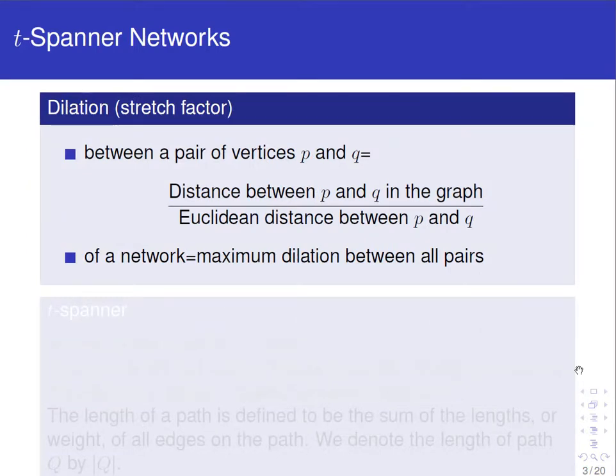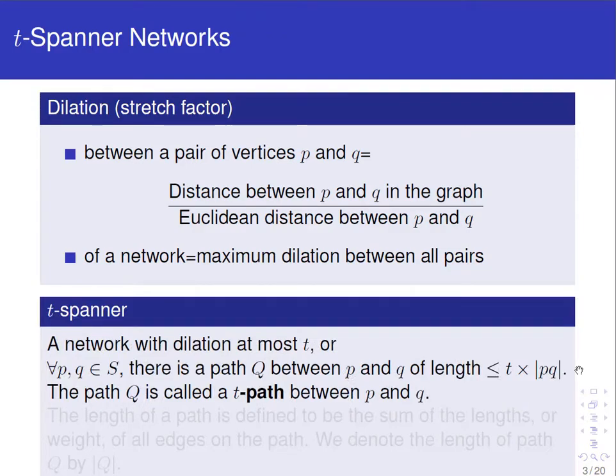Consider a geometric network. The dilation or stretch factor between a pair of vertices P and Q in the network is equal to the distance between P and Q in the network over the Euclidean distance between P and Q. And the dilation or stretch factor of the network is equal to the maximum dilation between all pairs of points.